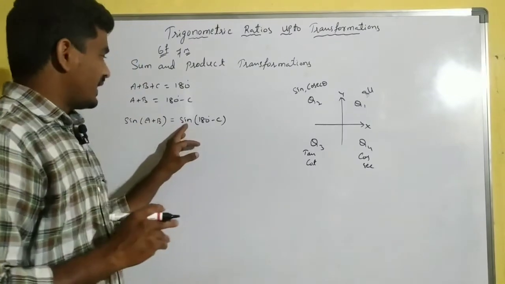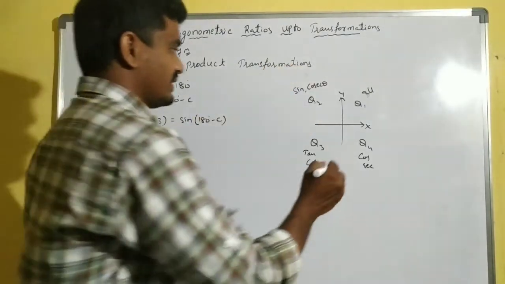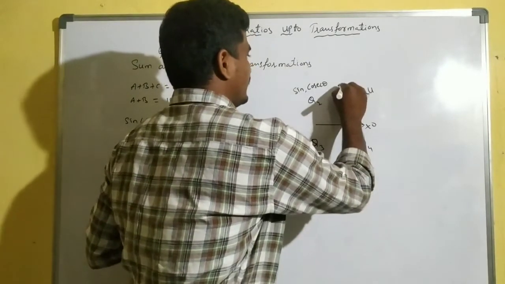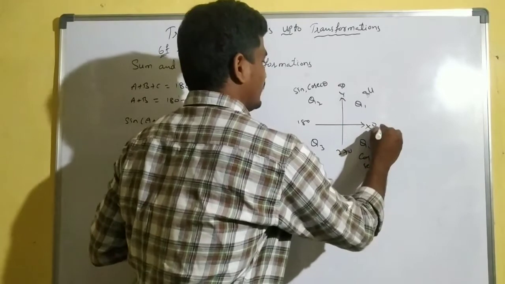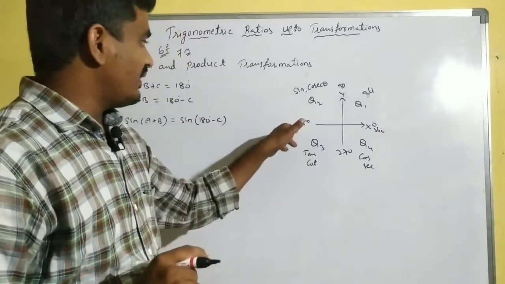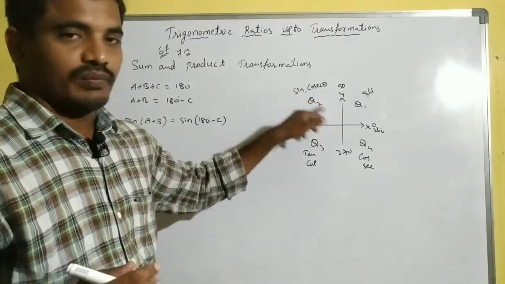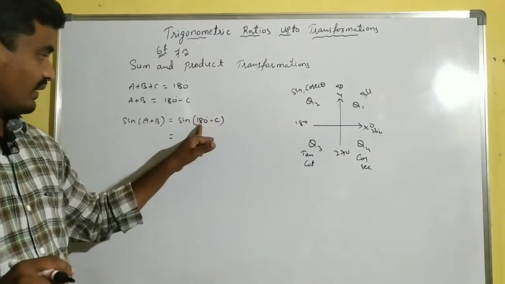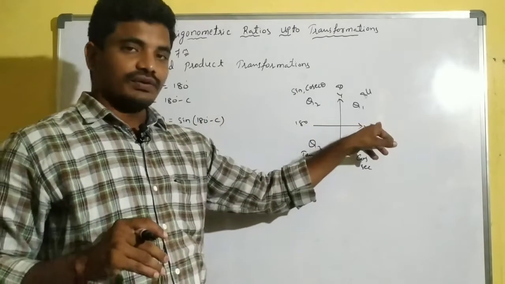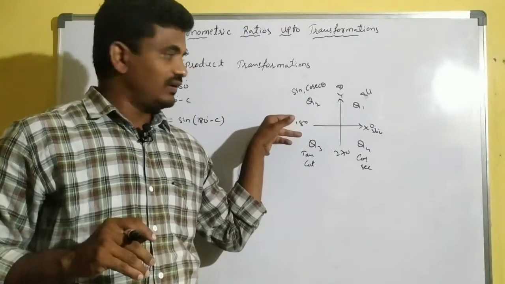Here sine 180 minus c is in the second quadrant. It is 0 degrees, 90, 180, 270, and here you get 360 again. 180 minus c is nothing but the second quadrant. In the second quadrant, sine is positive. And here 180 and 0, 360 and 720.